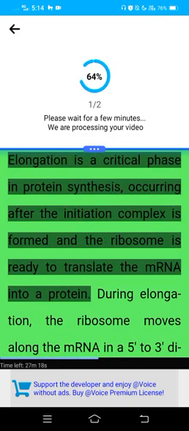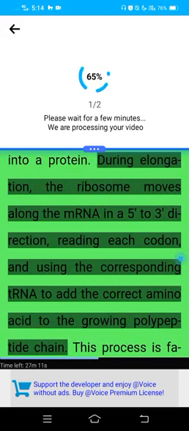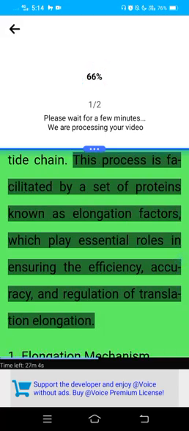Elongation is a critical phase in protein synthesis, occurring after the initiation complex is formed and the ribosome is ready to translate the mRNA into a protein. During elongation, the ribosome moves along the mRNA in a 5' to 3' direction, reading each codon and using the corresponding tRNA to add the correct amino acid to the growing polypeptide chain. This process is facilitated by a set of proteins known as elongation factors, which play essential roles in ensuring the efficiency, accuracy, and regulation of translation elongation.